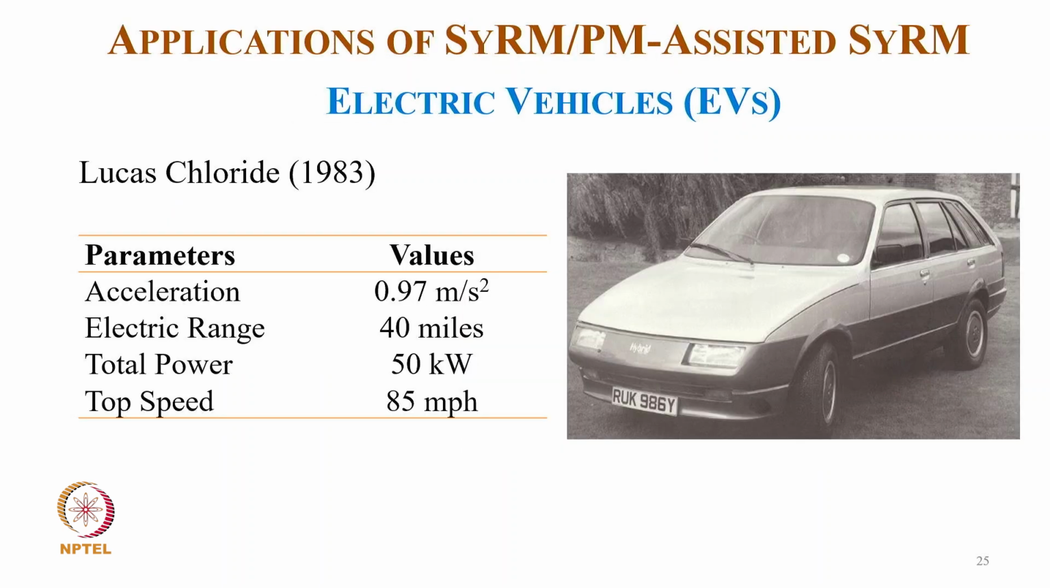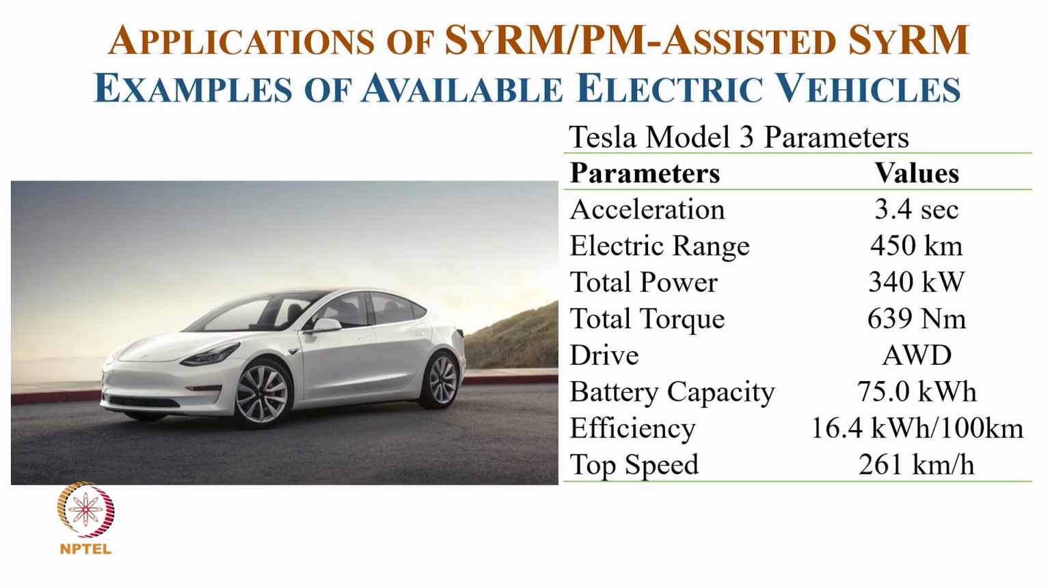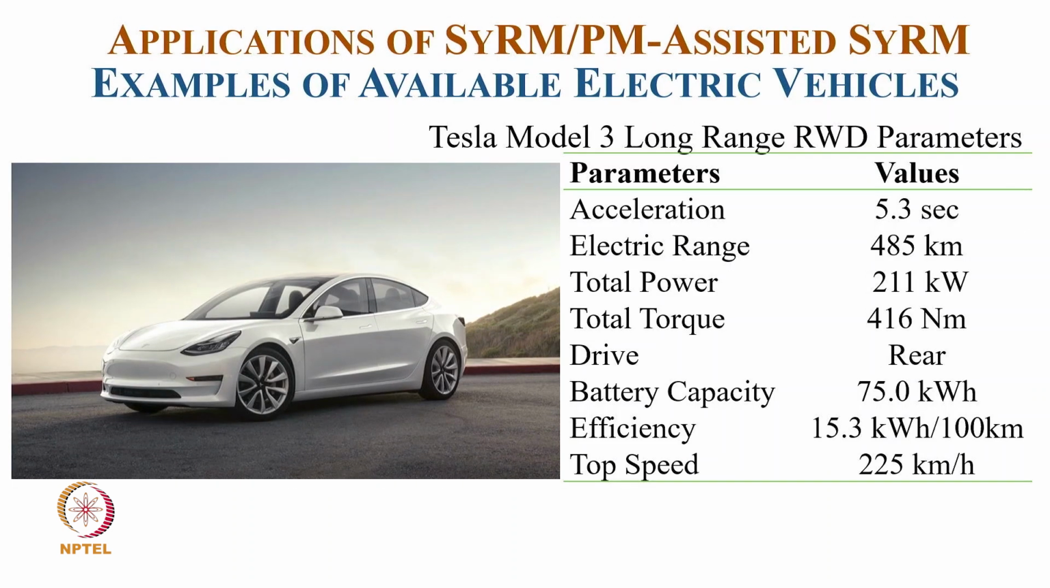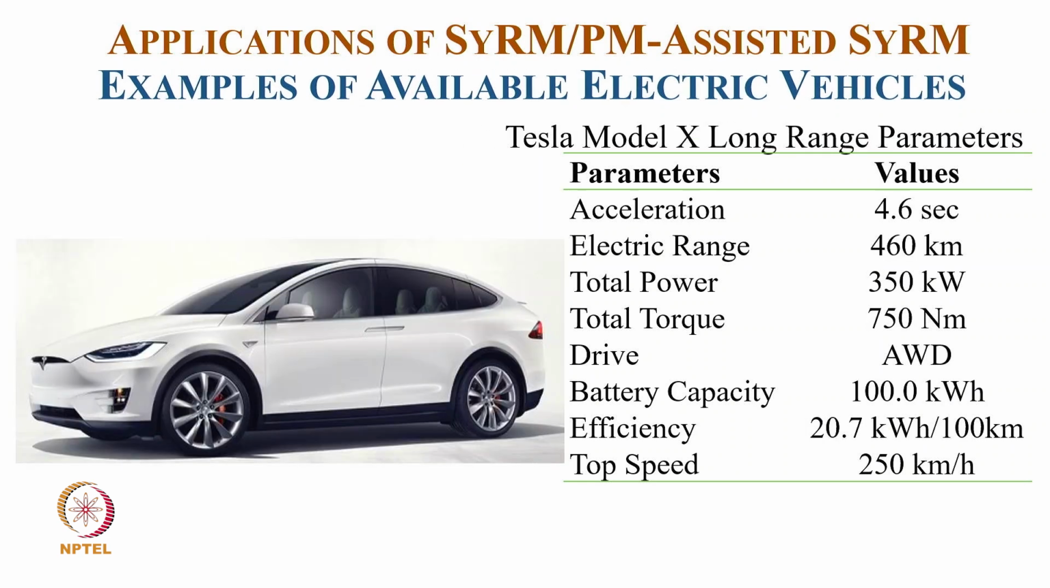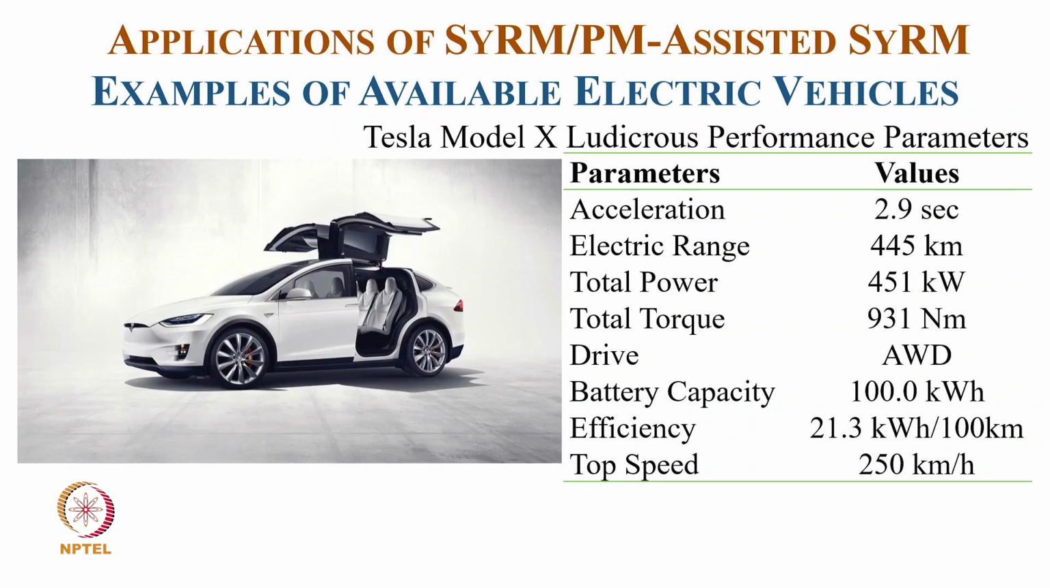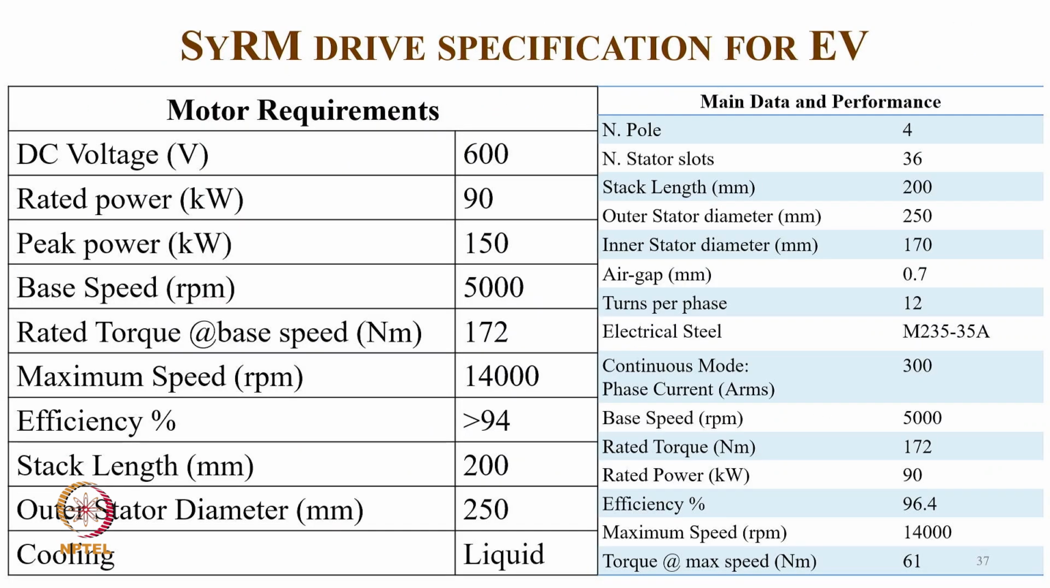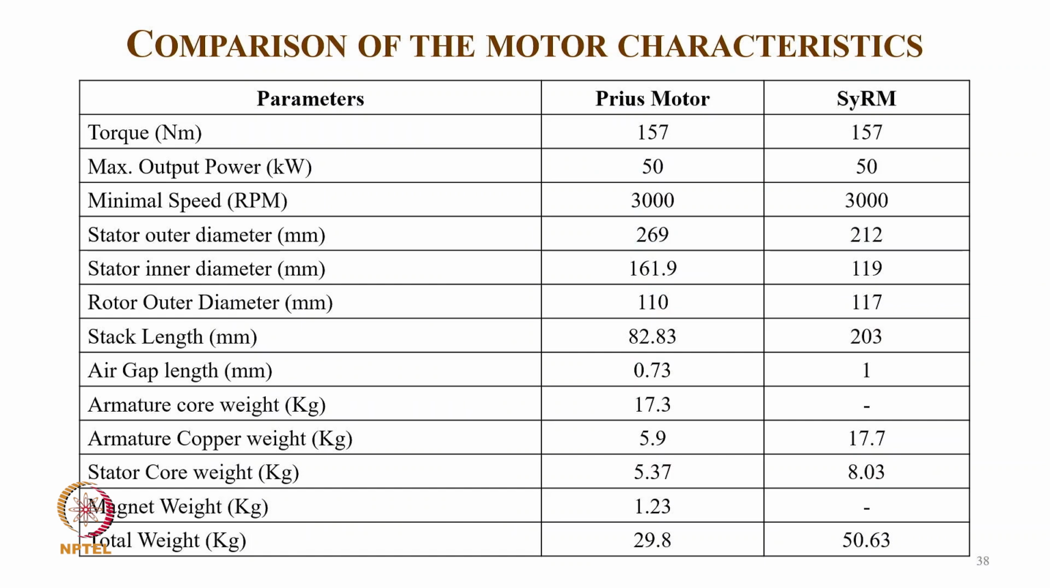Like, this example is typically a Lucas Chloride, then the Tesla, then typically another model, where this new kind of motor is also used. And of course, this is a typical synchronous motor drive with a rating for electric vehicles, and the comparison if you use a synchronous reluctance motor in place of the prior existing motor. So it certainly has a little higher weight, but the magnets are not there. Like here.